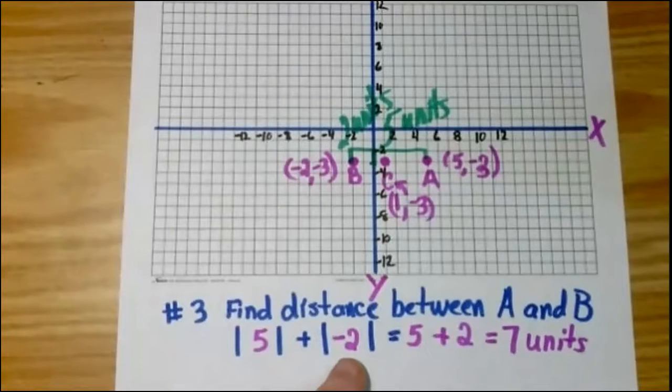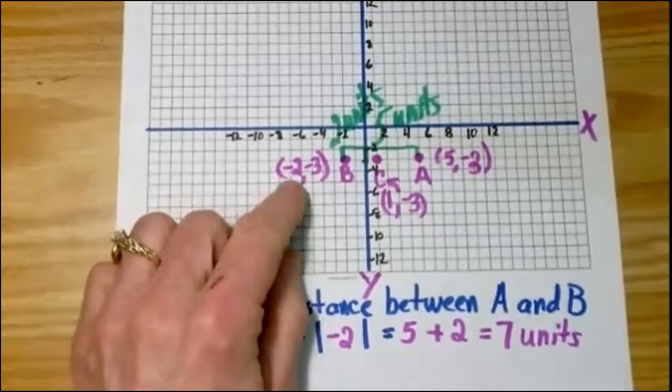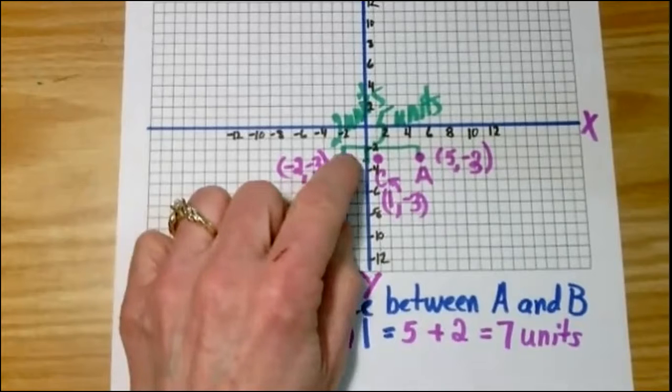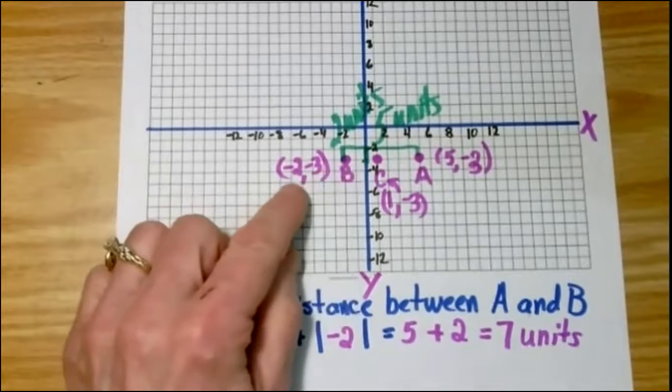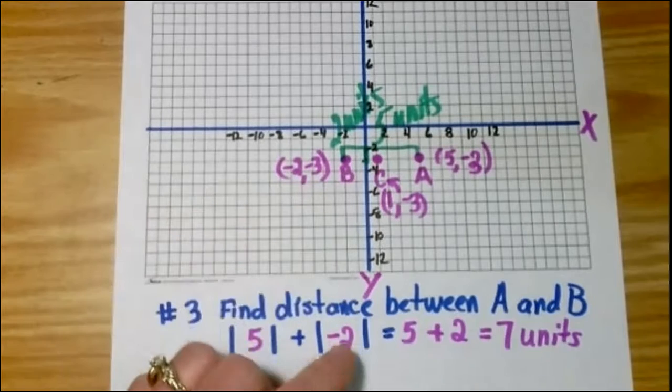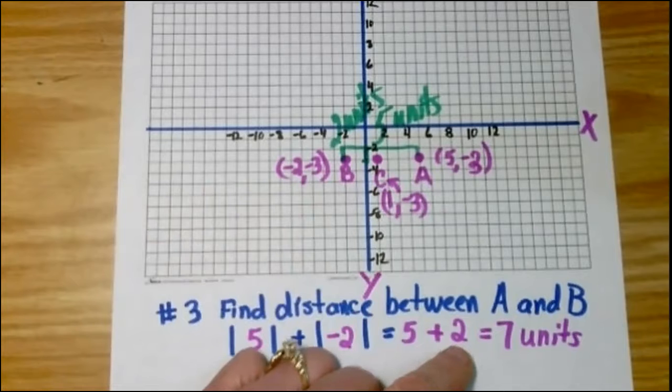The reason they take the absolute value is because this value is negative just because it's in the third quadrant. But you don't count negative distance. Distance is always positive. It's still 2 units away from the y-axis. It's just a coordinate of -2. So that's why you take the absolute value to make your distance positive.